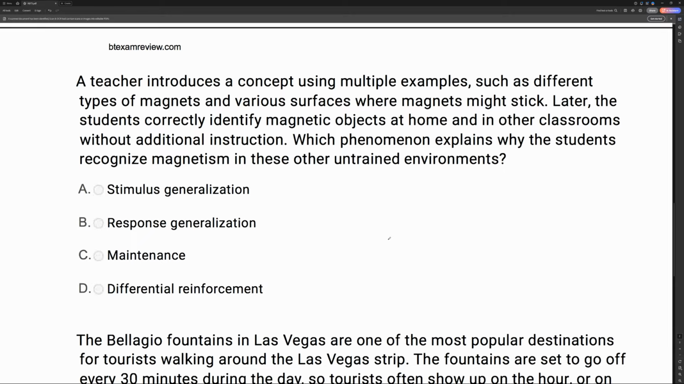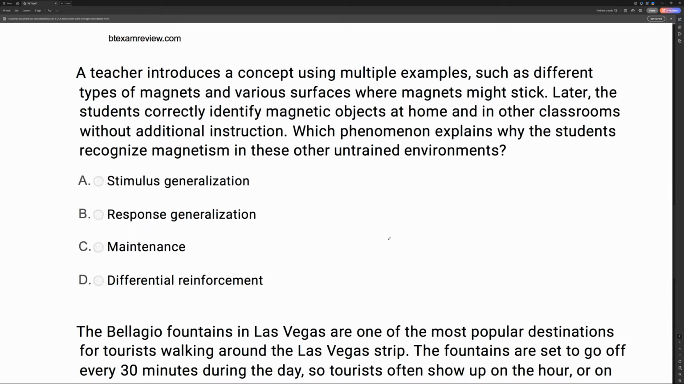A teacher introduces a concept using multiple examples, such as different types of magnets and various surfaces where magnets might stick. Later, the students correctly identify magnetic objects at home and in other classrooms without additional instruction. Which phenomenon explains why the students recognize magnetism in these other untrained environments?